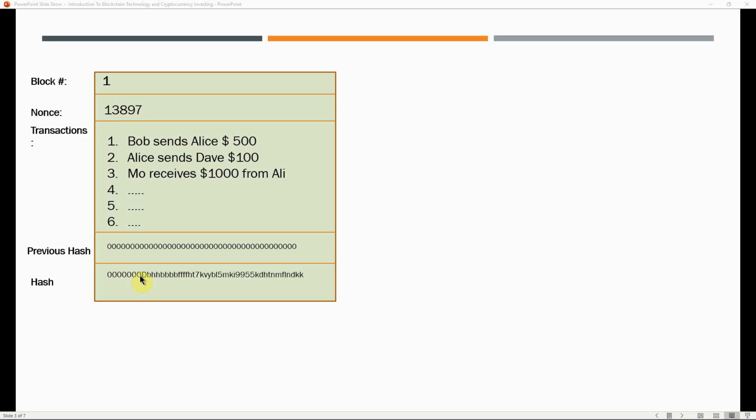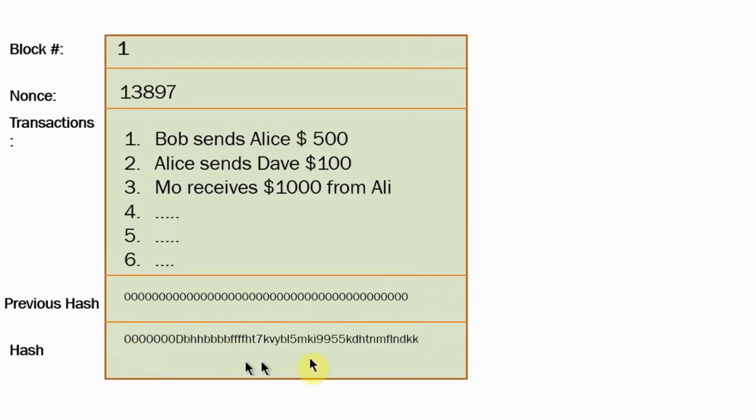So now the miners will have to go to work and see how they're going to come up with a number. That is the nonce. This is what we call the number used once. This number is what they have to keep changing until they are able to satisfy the challenge of the preceding 0s to make this hash a valid hash.